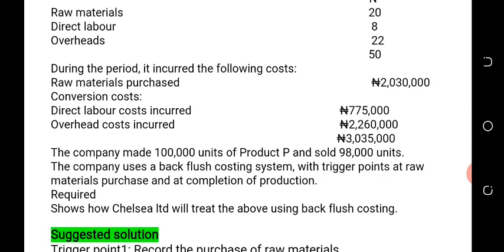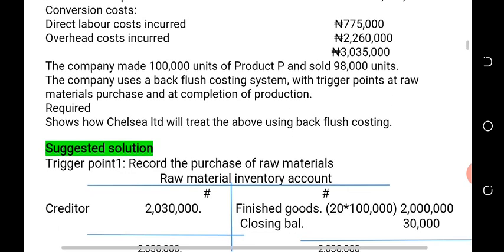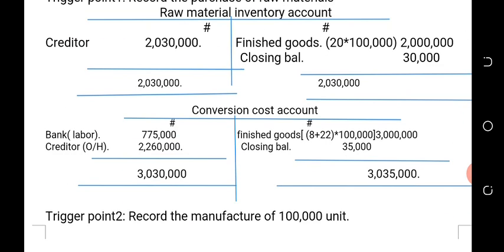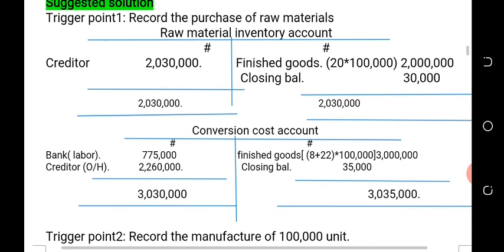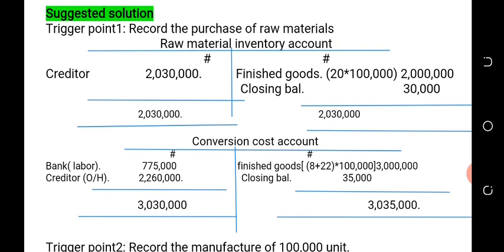The next phase is labor and overhead. These are conversion costs. You open the conversion cost account. The labor is being paid through bank. That means labor you have to pay them. So you credit bank and debit labor. Then overhead, it's also a creditor. You might not pay them. So you debit the conversion and credit your overhead.